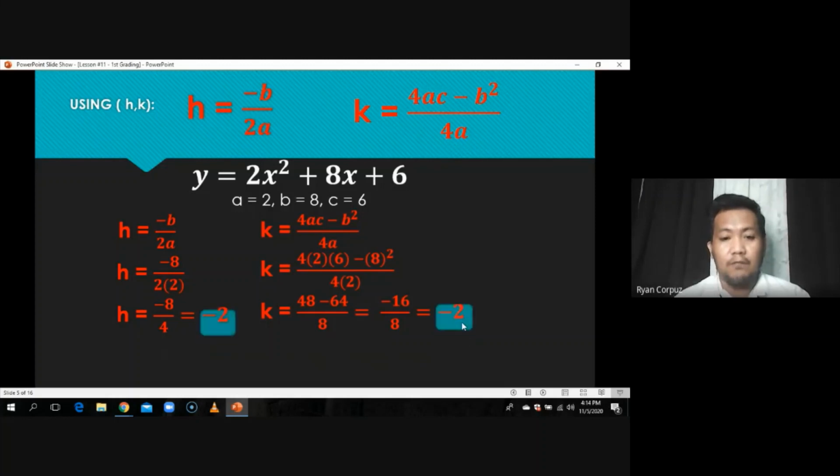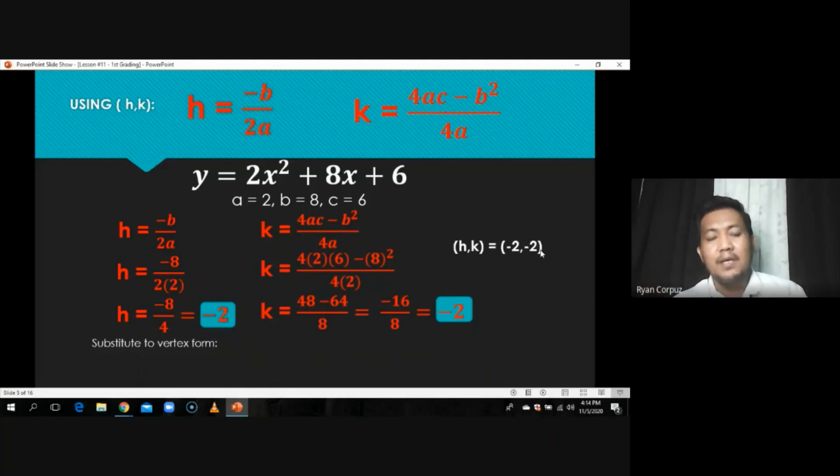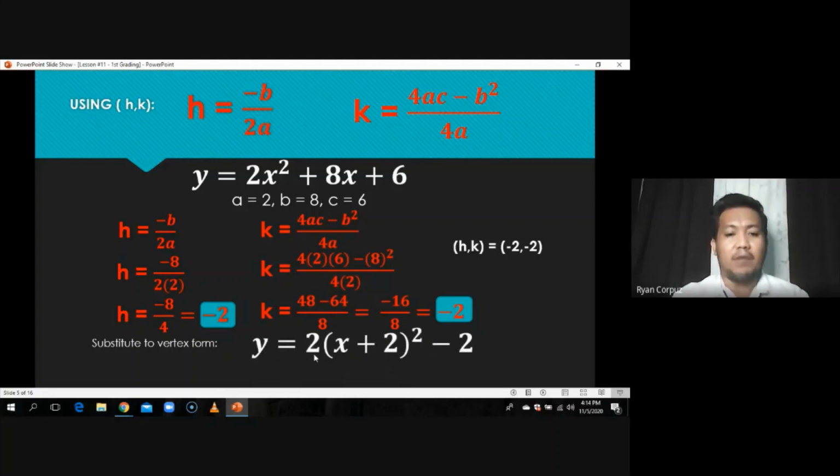So therefore, we can find the vertex or the H as negative 2 and K is negative 2. So we come up with the vertex as negative 2, negative 2. H is negative 2 while K is negative 2. Then substitute it to the vertex form. Alam natin yung vertex form ay y is equal to a times the quantity x minus h squared plus k. So substituting it, magkakaroon tayo ng y is equal to 2.